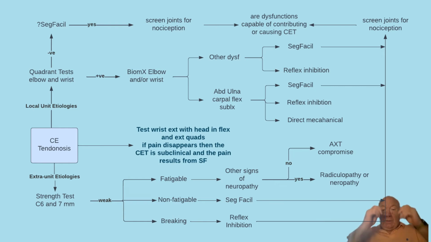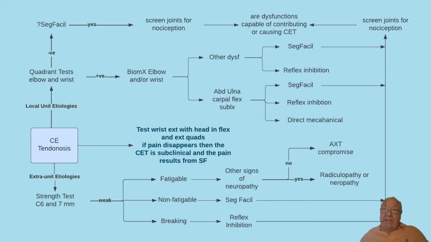Now, from this slide, we come in with a diagnosis of common extensor tendinosis. This isn't a hypothesis, it's not tentative, this is our diagnosis going in. Now, one of the things you can do to decide how much segmental facilitation may be playing a role in this, without looking for segmental facilitation per se, is retest wrist extension. But now do it with the head in different positions. You put it in quadrant positions, flexion quadrant, extension quadrant, and so on, and then keep retesting.